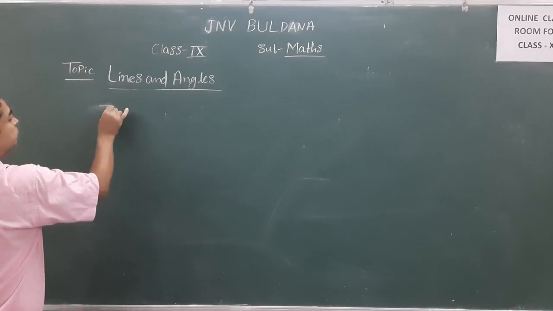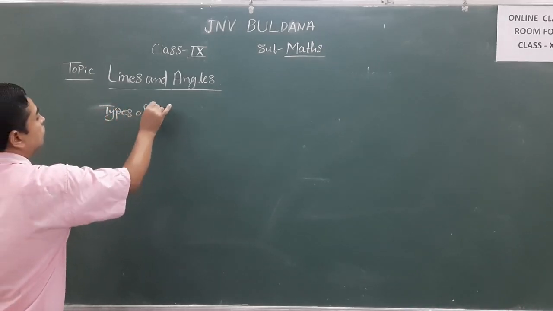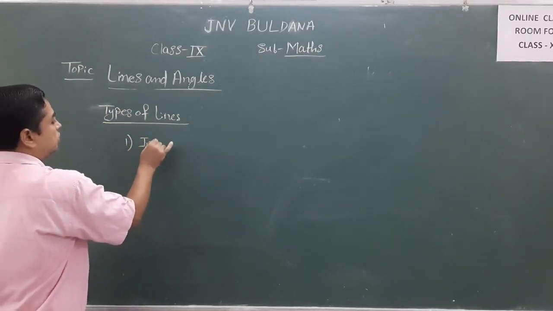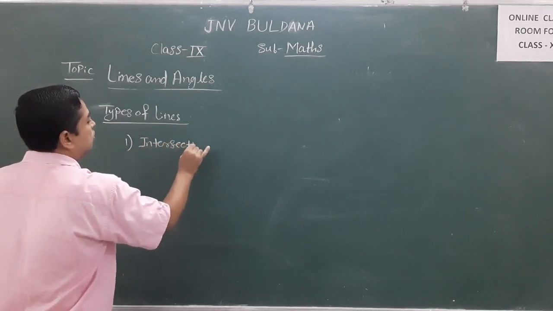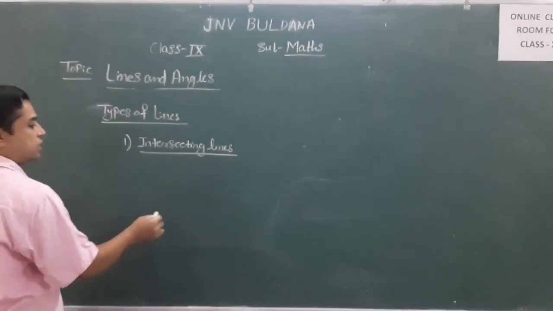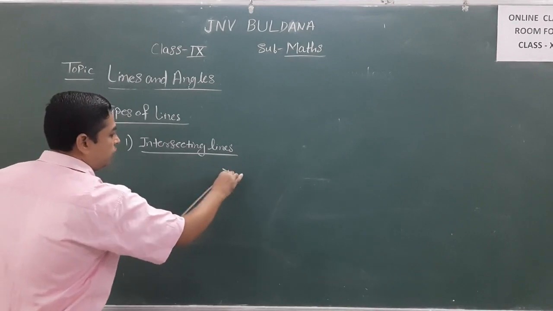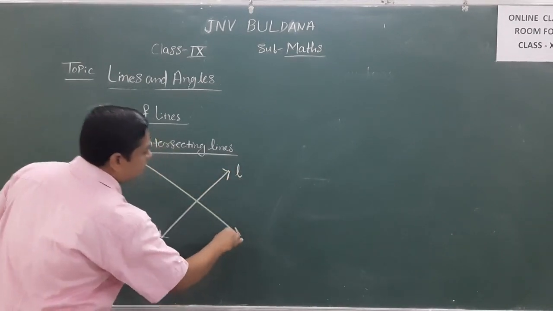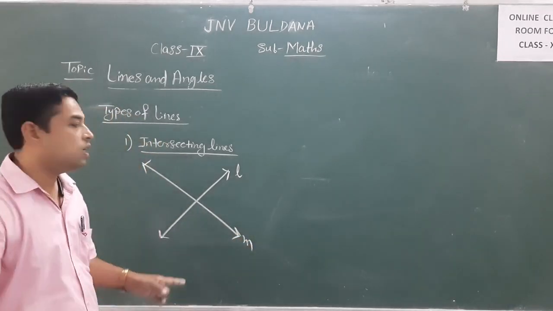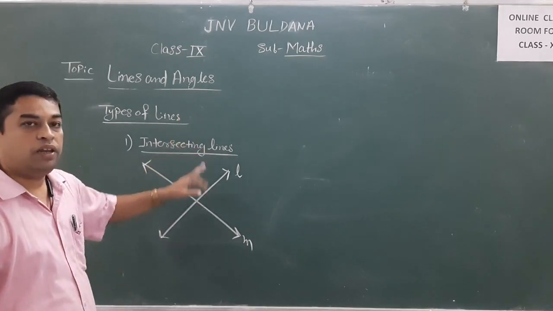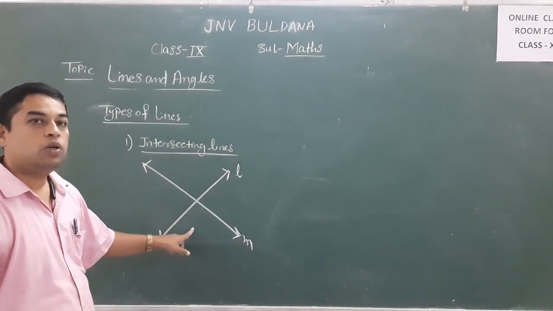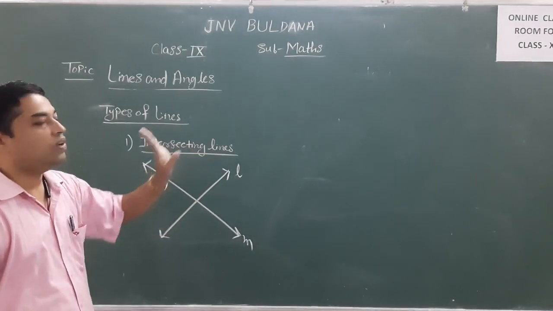Types of lines. The first one is intersecting lines. Intersecting means like this. This is one line, we can say L. This is another line, we can say M. So this L and M are intersecting. Intersecting means if the lines are standing in any plane, they are crossing each other. So this type of lines are called intersecting lines. If we extend, somewhere they will intersect each other.